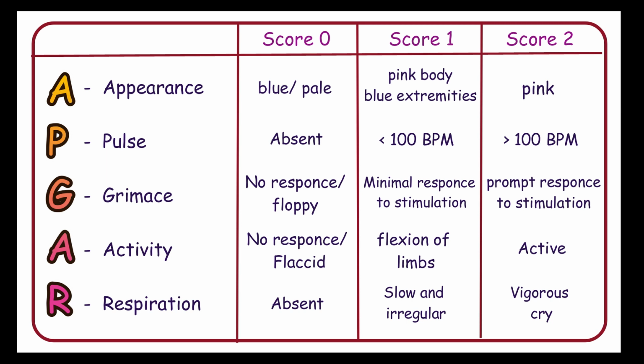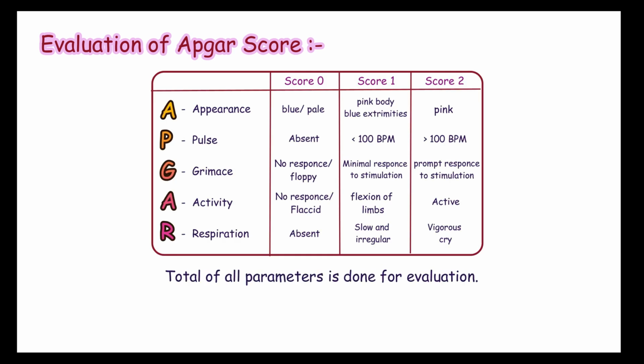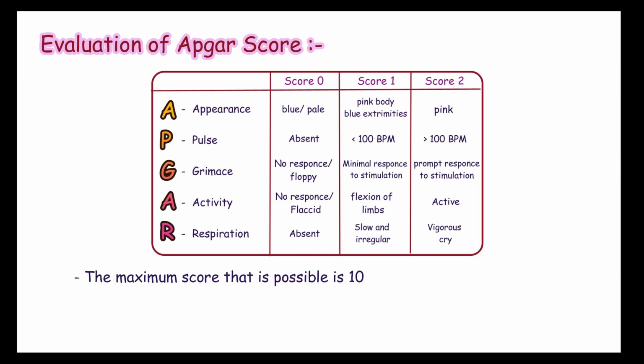In this way, we put scores in the given parameters. For evaluating the Apgar score of the baby, we total all scores from the 5 parameters. So the maximum score that is possible is 10 and the minimum possible score is 0.